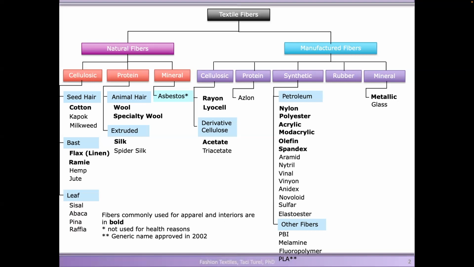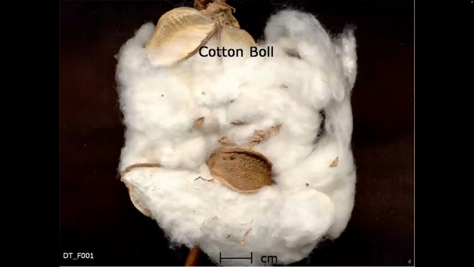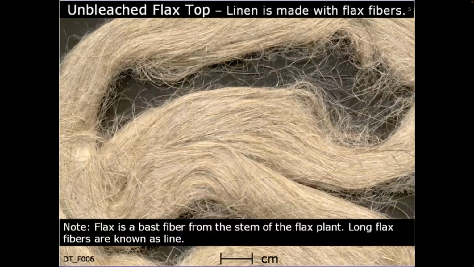So first, we're going to talk a little bit about the general properties of cellulosic fibers, because they're all plant-based. They all have similar properties because of their nature. So we're going to first talk about those, and then we'll learn more about cotton. This is a cotton ball, and this is how it looks when it is mature and it's ready to harvest. This is a flax fiber, and you can see how stiff it is compared to cotton. This is unbleached, so it is the raw form of flax.